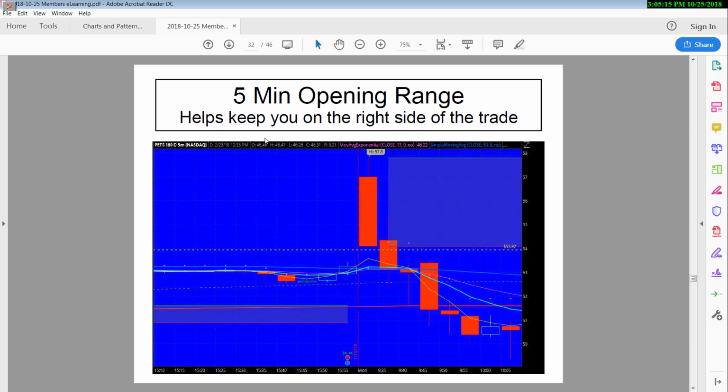Okay, 5-minute opening range. Help keep you on the right side of the trade here. Let's get a good color here that will contrast. Green. All right, this was a 5-minute chart. It opened at 57, closed all the way down at the first 5 minutes to 54. Then it ran up to about 55.